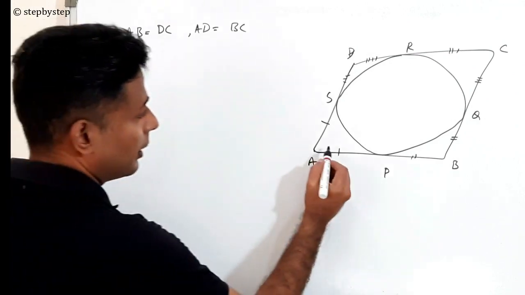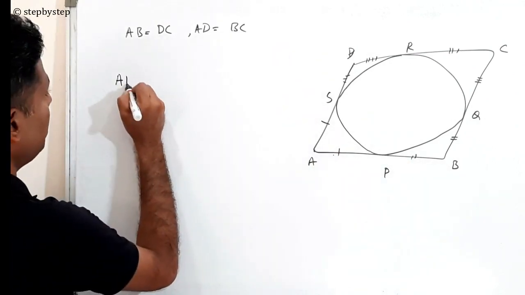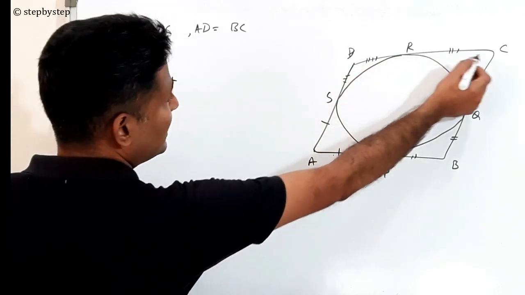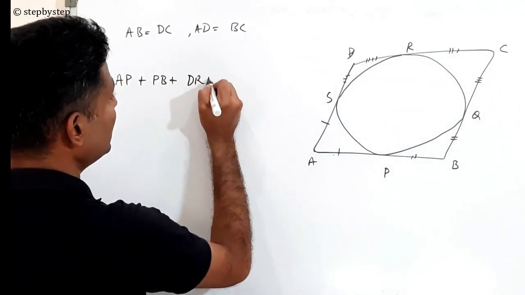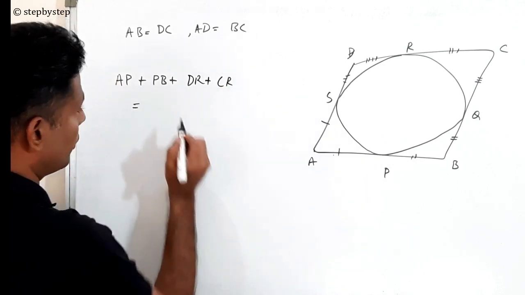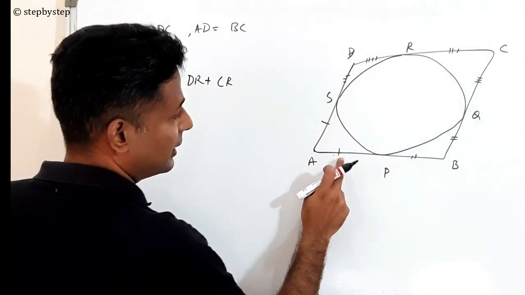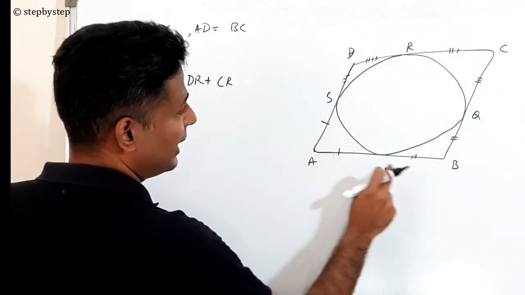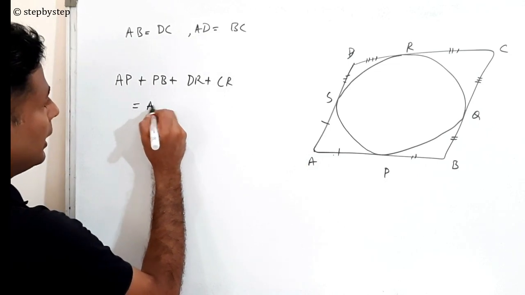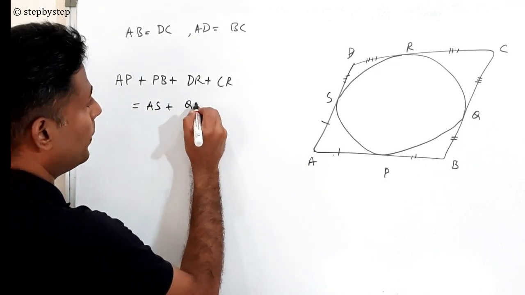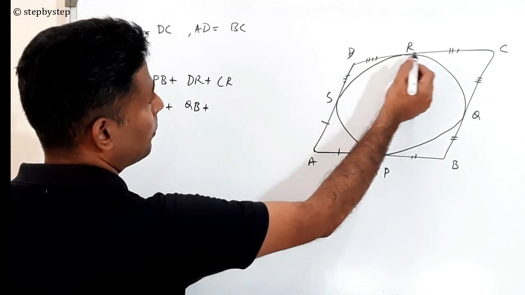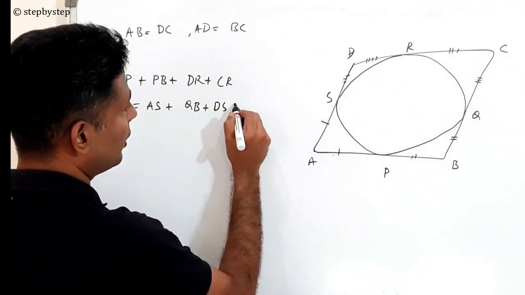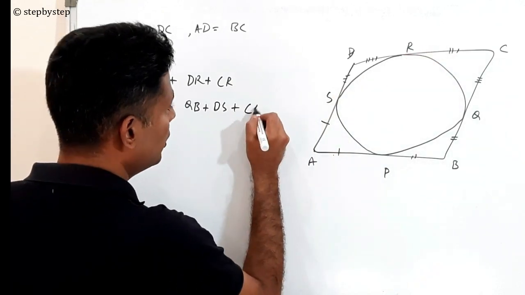Now guys, AP plus PB, AP plus PB plus DR plus CR, DR plus CR will be equal to this plus this plus this plus this. This is equal to this, this is equal to this, this is equal to this, and this is equal to this. Hence AP plus PB will be equal to AS plus QB, plus DR plus CR will be equal to DS plus CQ.